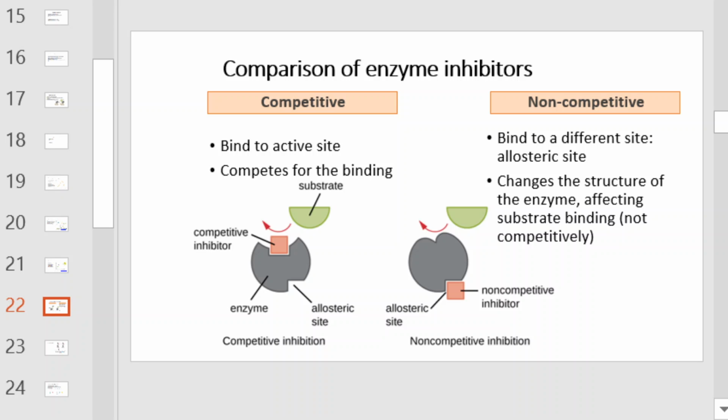Non-competitive inhibition involves the utilization of the allosteric site or regulatory site of an enzyme. If a non-competitive inhibitor binds to the allosteric site, it may change the shape of the active site and subsequently prevent binding of the substrate.